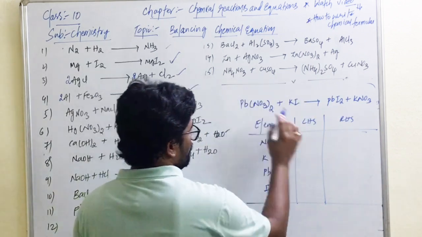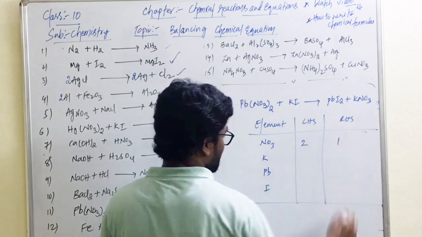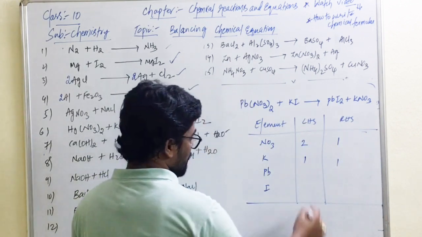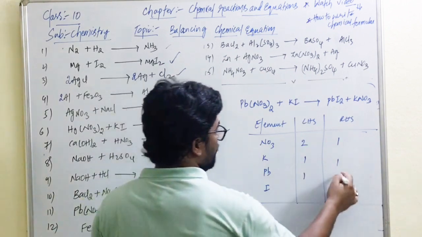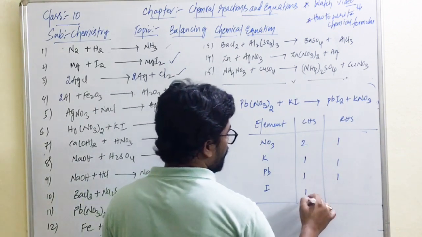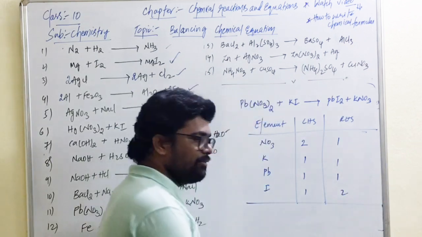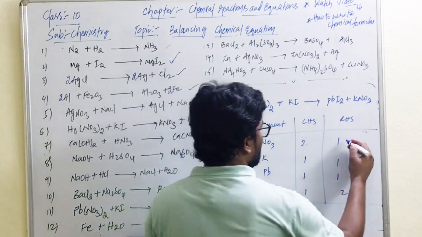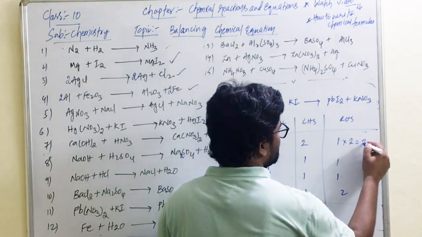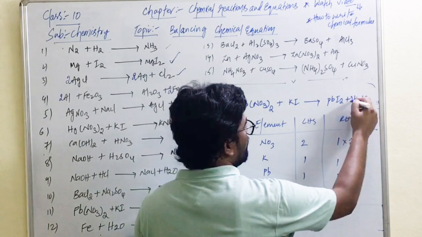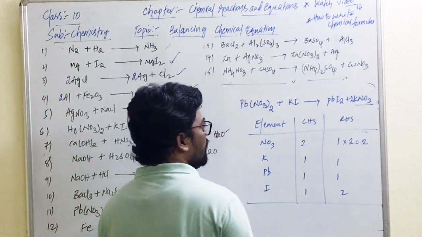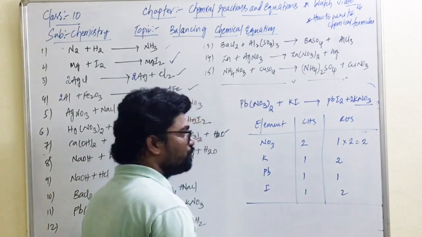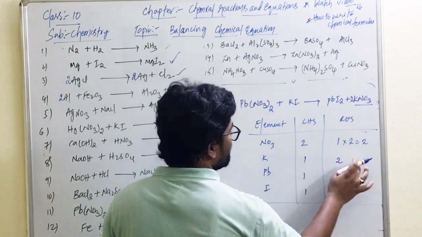Now nitrates: 2 on the left hand side, 1 on the right hand side. Potassium: 1 on the left hand side, 1 on the right hand side. Lead: 1 on the left hand side, 1 on the right hand side. Iodine: 1 on the left hand side, 2 on the right hand side. It's unbalanced. So same method. First you balance the nitrates, right? If I place 2 before KNO3, nitrates are balanced, but it changes the number of potassium. It becomes 2.